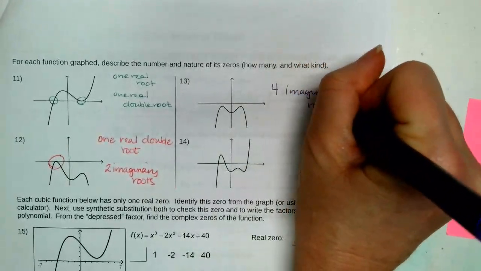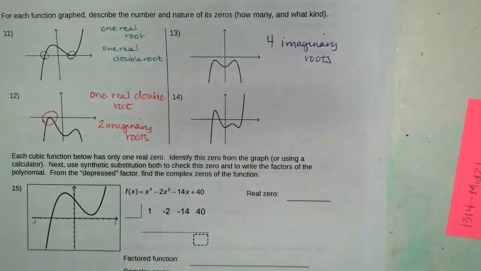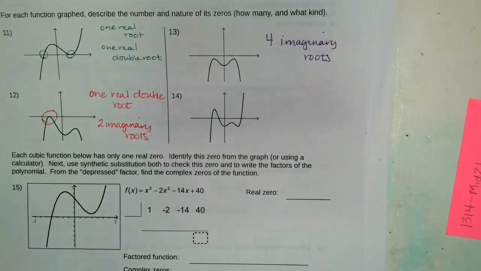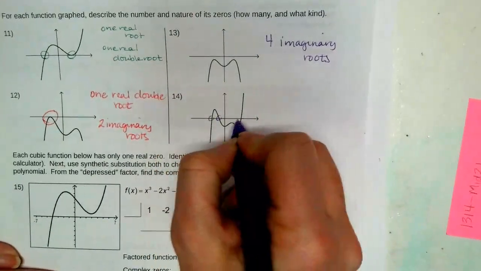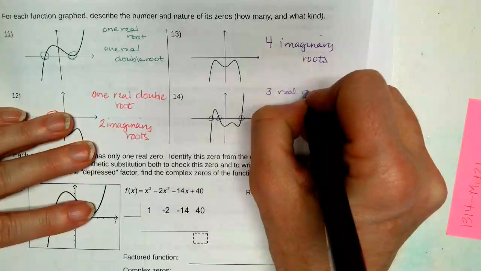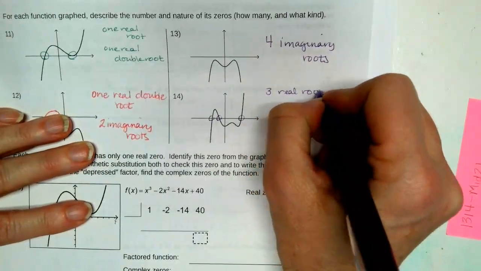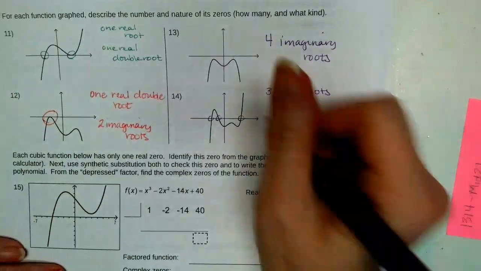All right, so this last one, what degree is it? 5. Yeah, it's quintic, 5th degree. So, okay, so I can see 1, 2, 3. I have 3 real roots. None of them are double because none of them bounce. So what about the other 2? 2 imaginary.